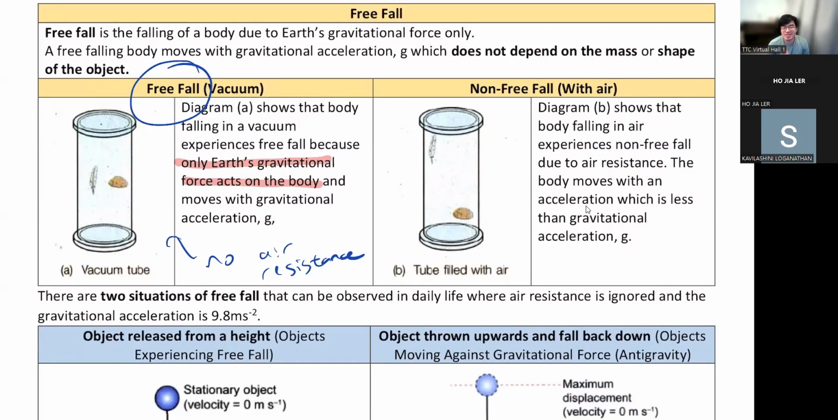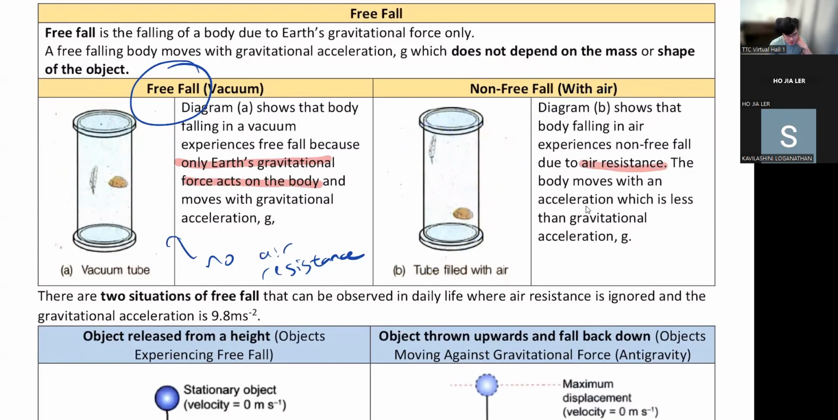And space, if you go to space, has no gravity. So free fall doesn't apply. The normal case just now, the one without a vacuum, the bowling ball drops first. This is a non-free fall, because there is air resistance. That's why the feather slows down.